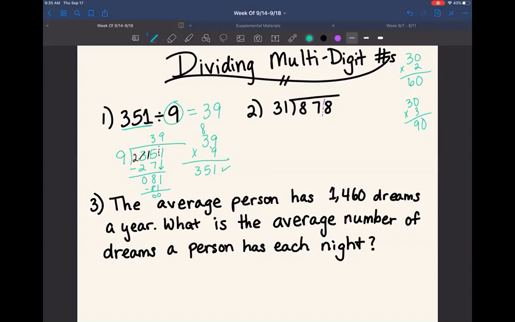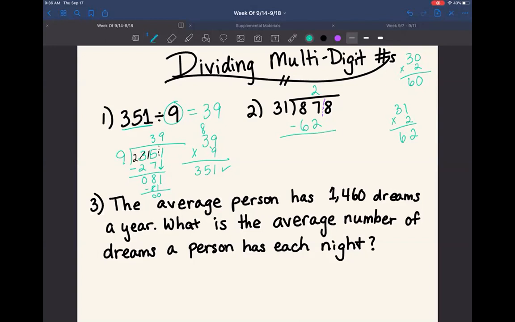So my number that I want to stick with is 62, or 60, which is 30 times 2. And then I'm going to go ahead and do my multiplication of 31 times 2, which, we can kind of guess, is going to be 62. So we have 2 times 1 is 2. 3 times 2 is 6. So I'm going to go ahead and put my 2 up here. I'm going to subtract by 62.